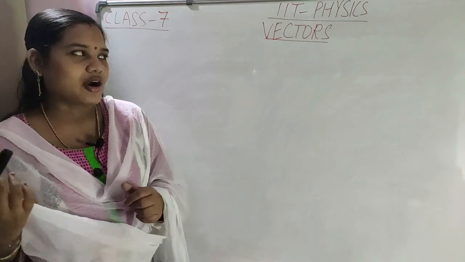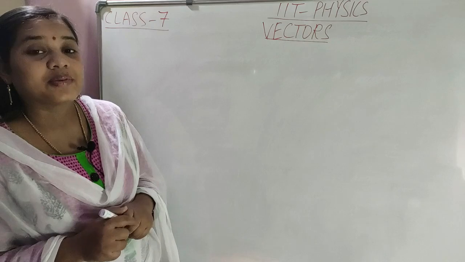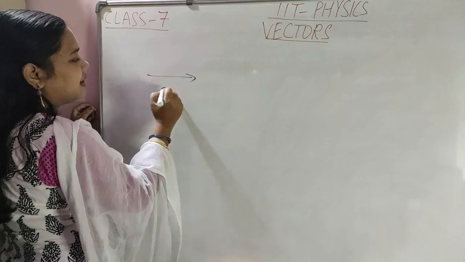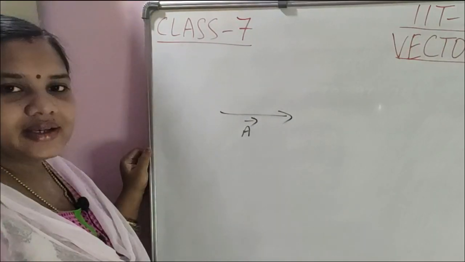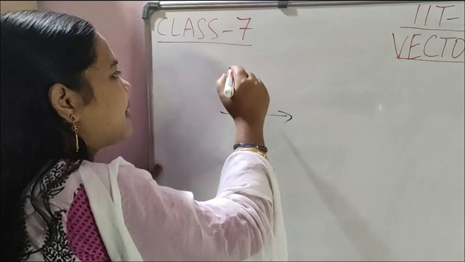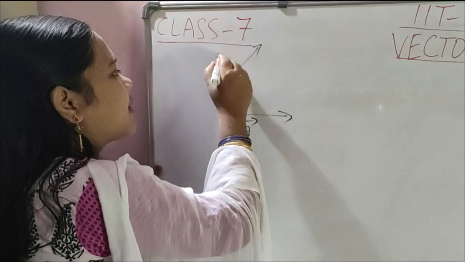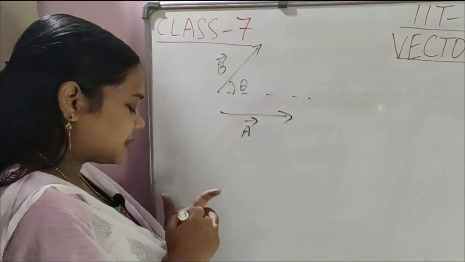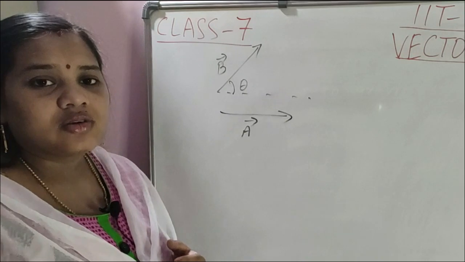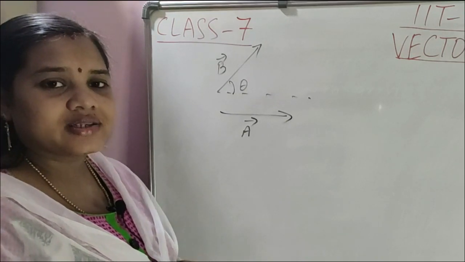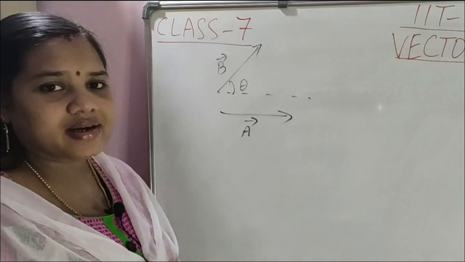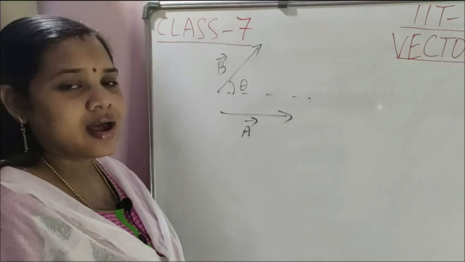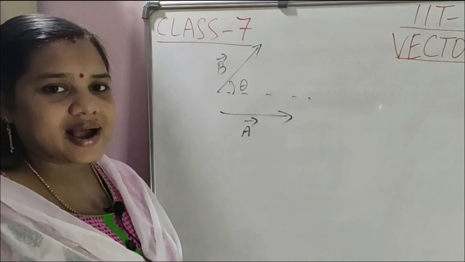So children, what we discussed in the last class was subtraction of vectors. Now suppose there is a vector A, and another vector B, which makes angle theta with the horizontal. These are the two vectors. We know that two or more vectors, when combined, form a single vector, known as the resultant vector, and this process is known as the vector law of addition.